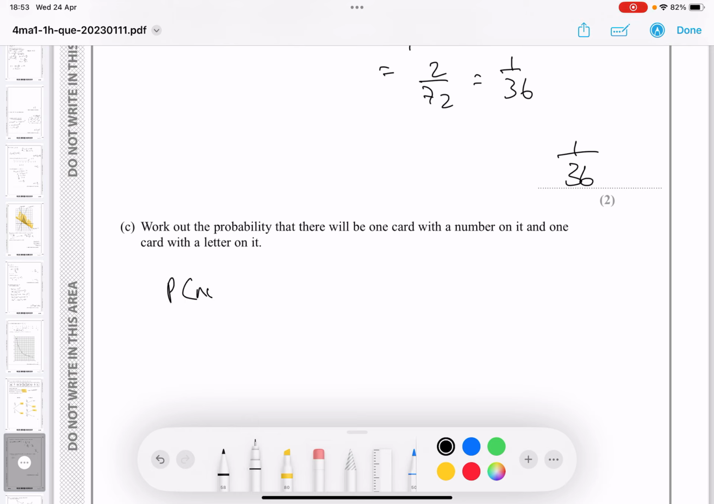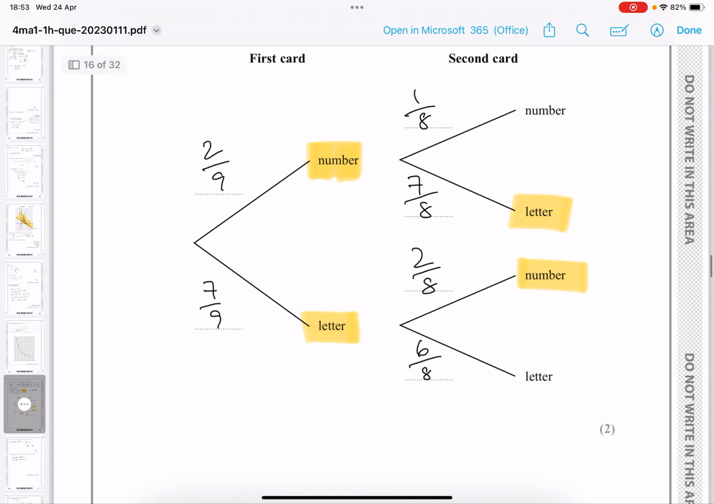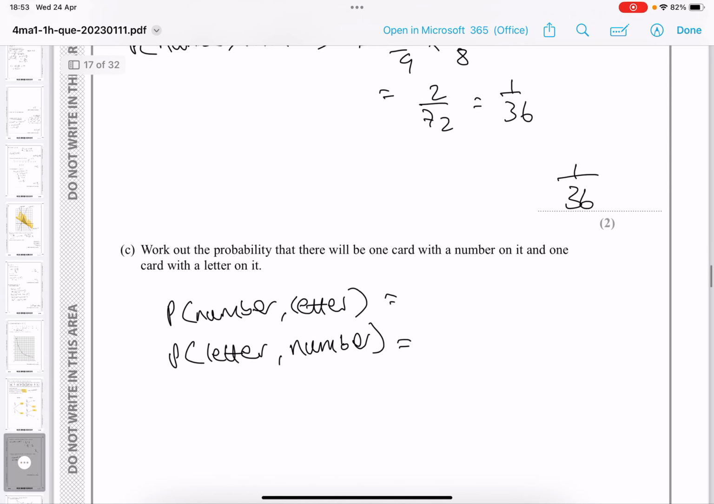Okay, probability of a number on the first go and a letter on the second go, or the probability of a letter on the first go and a number on the second go. Okay, there's two scenarios. Now, let's see. What's the probability of getting a number on the first go? Number is 2 over 9, and the probability of getting a letter is 7 over 8.